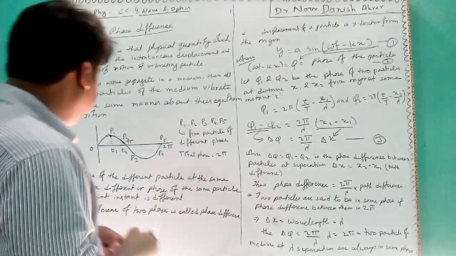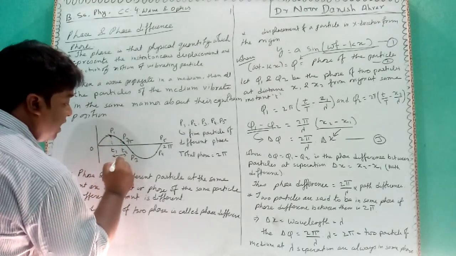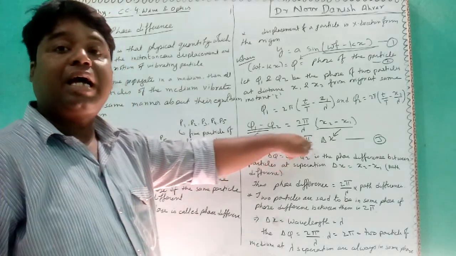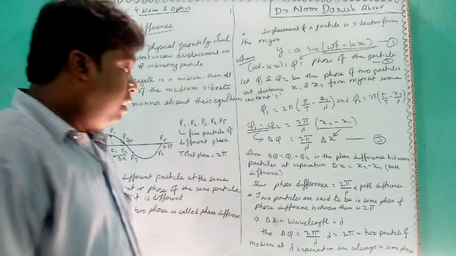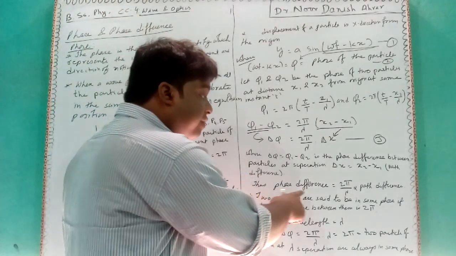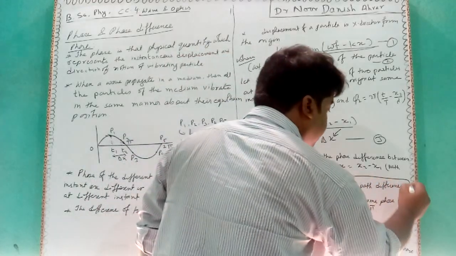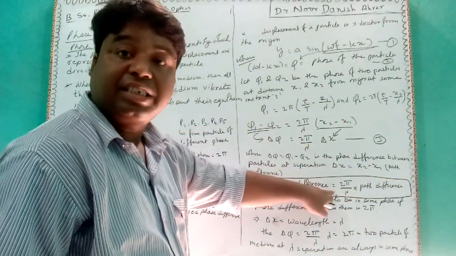Consider this is the separation Δx, then the phase difference will be 2π/λ into Δx. Thus, phase difference is equal to 2π/λ times the path difference. Clear? This is from this equation.